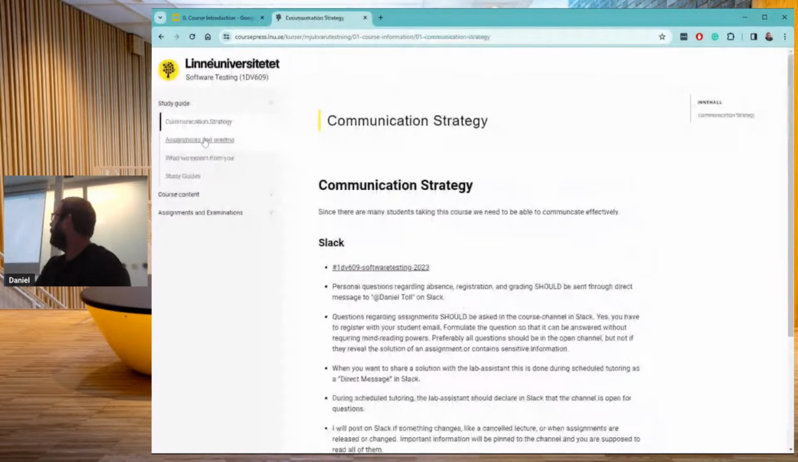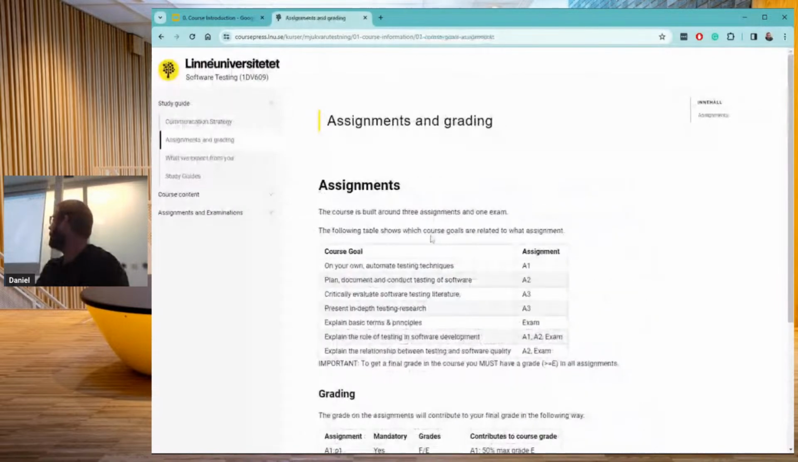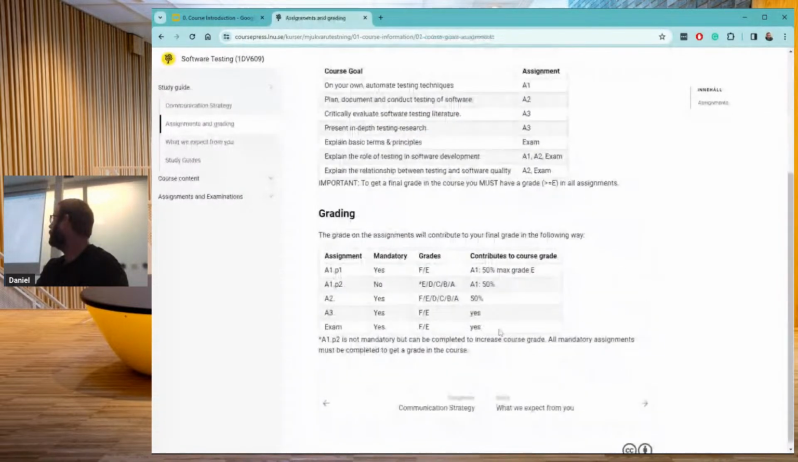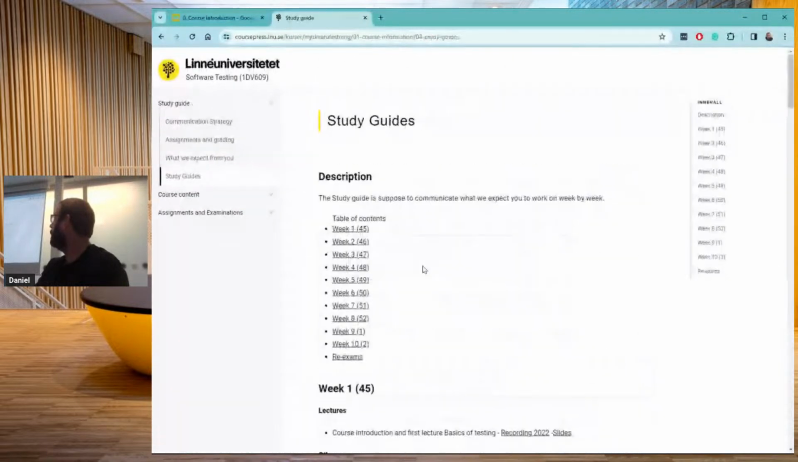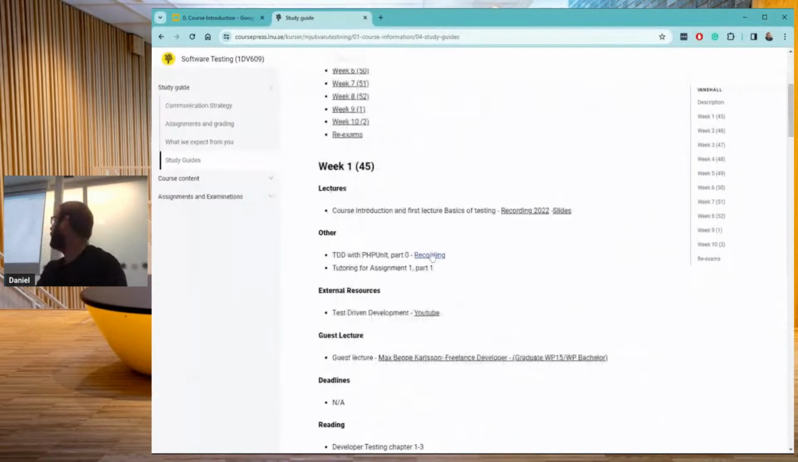Some information about the assignments and how they are graded, what we expect from you, and then we have weekly study guides. These are based on last year's, and if you scroll down, you can see that the recording here is from last year, and then also some older recordings that I'm not going to reproduce this year, so you can still listen to them.